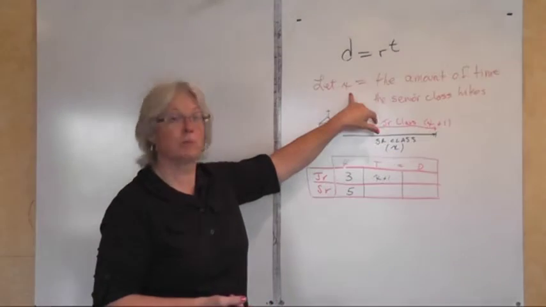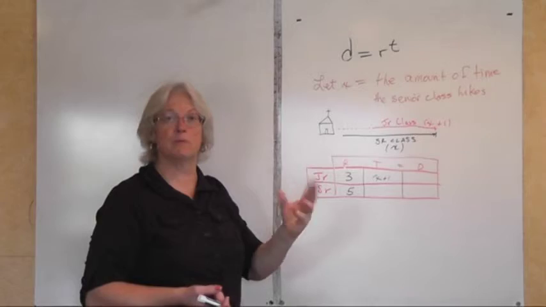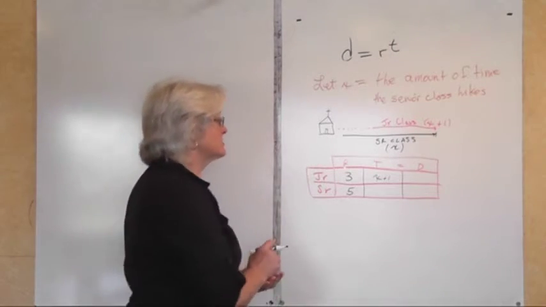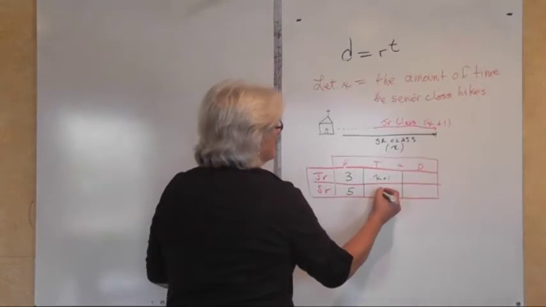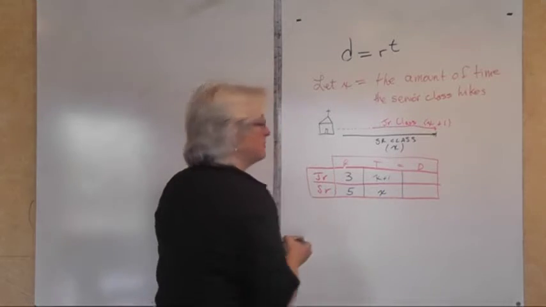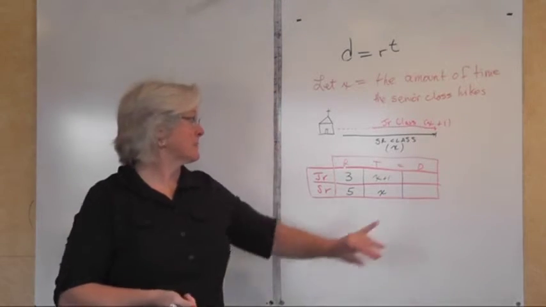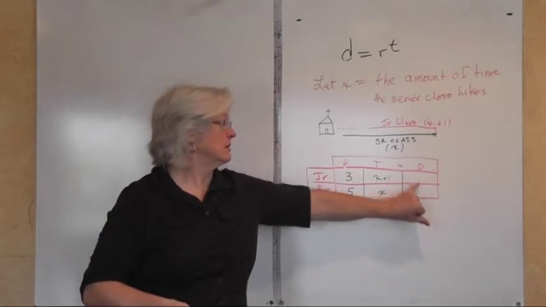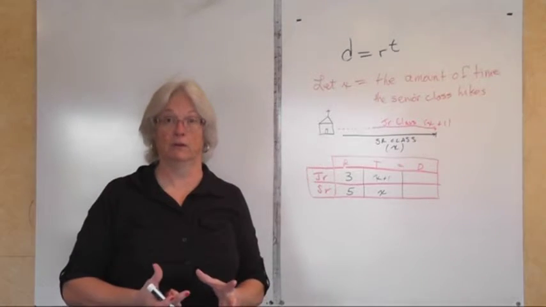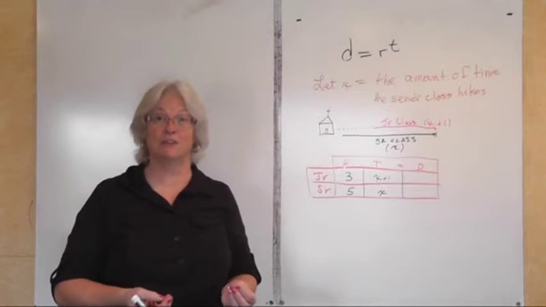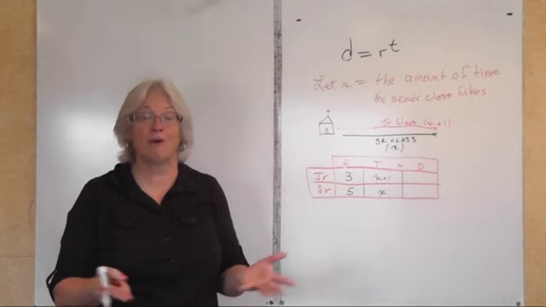We defined our problem to say let x equal the amount of time the senior high class hikes. So their time is simply x. Now, we have 2 blocks left here to fill in. How are we going to figure out what the distance is?